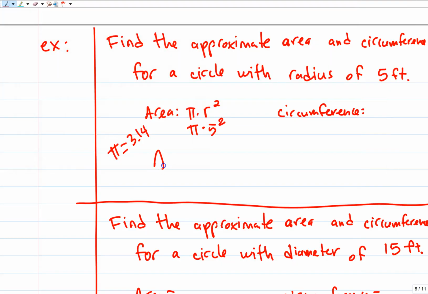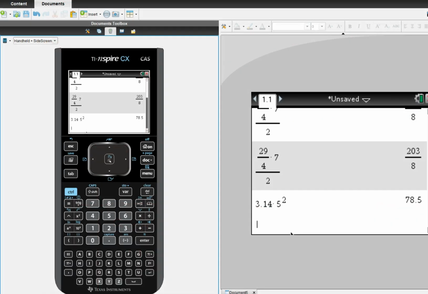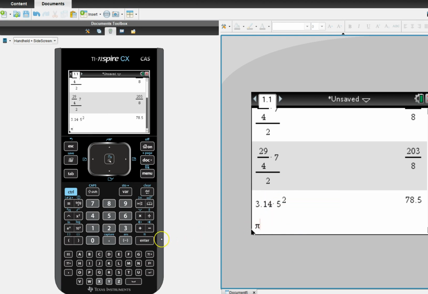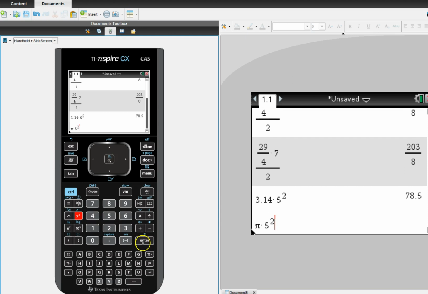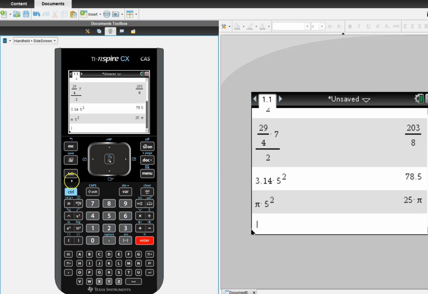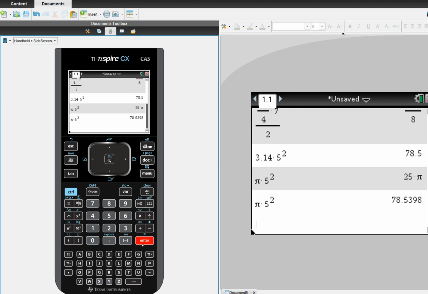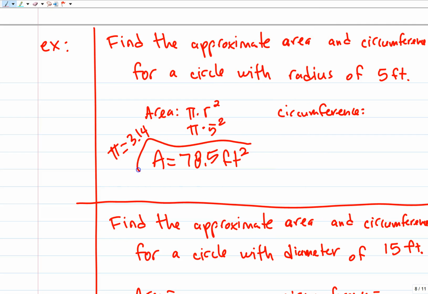It has an approximate area of 78.5 square feet. Now, if I wanted that more exact, then I would use a pi button. Let's see, here's my pi button. Pi times 5 squared. And there we go, a little more exact, 78.5398. They're going to be fine with this for now.